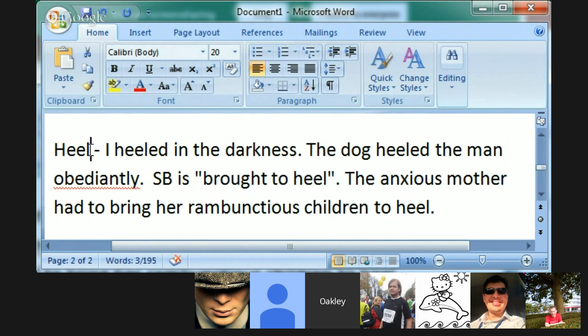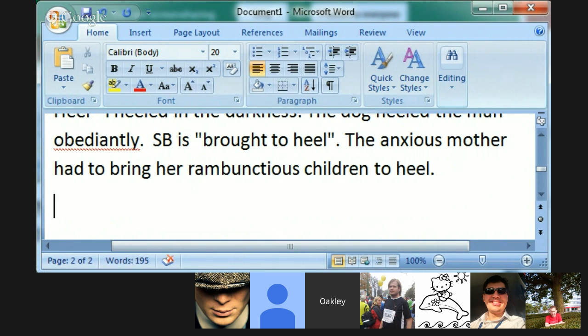So it definitely has that meaning. You have to be a little careful. It doesn't mean just follow. It definitely has that connotation, that extra meaning of following like a slave follows his master. So be a little careful with that one.